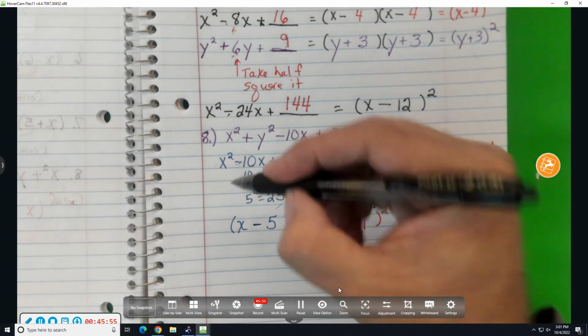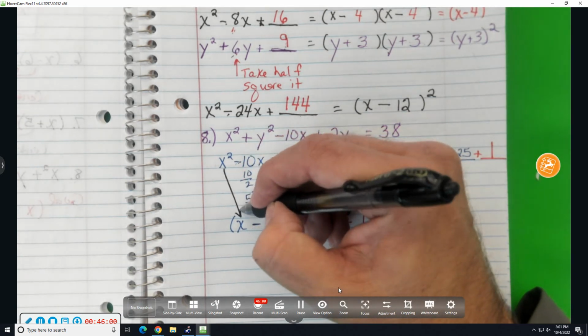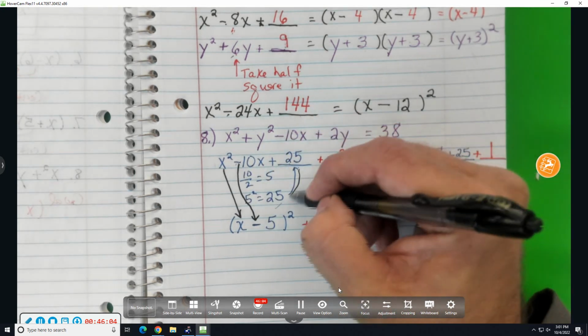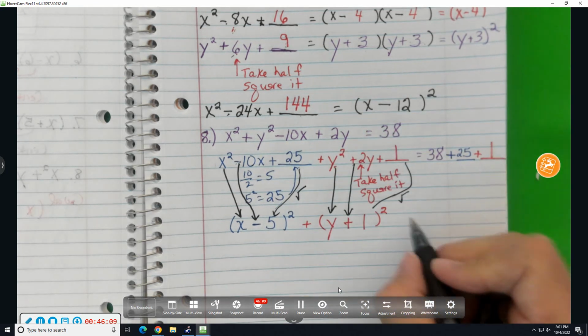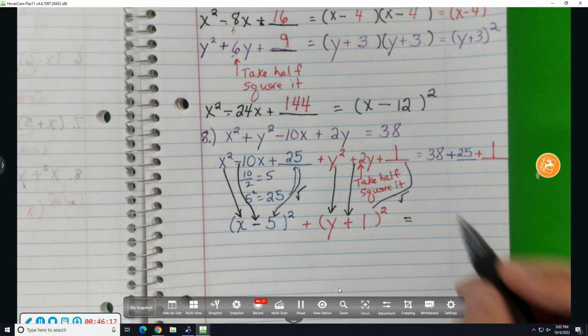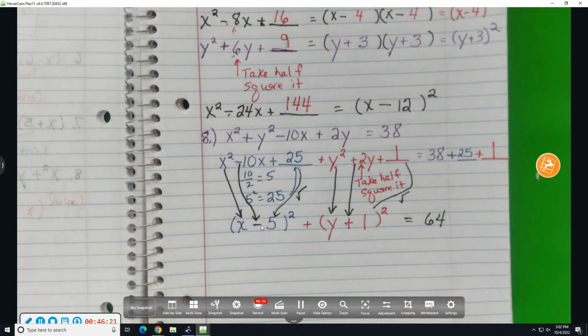Actually, maybe here would be a better place for me to draw my arrows. X, take the next sign, square root, equals. What number do we have on the right? 64. 38 plus 25 is 63, plus 1 more is 64. Is it now in the form that we can do change the sign, square root? Yes. Okay, that was the goal.